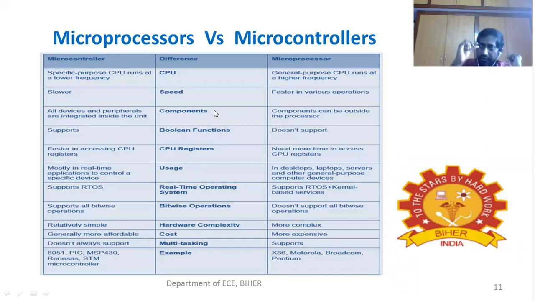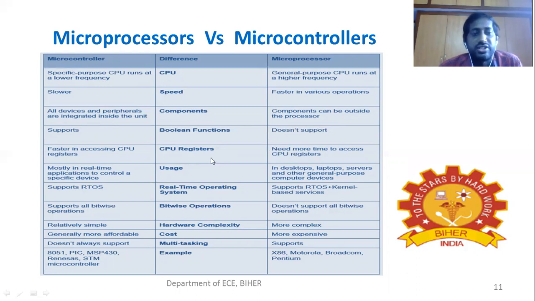Along with our CPU, other devices and peripherals, such as the ADC, everything is integrated inside the chip. In a microprocessor, components can be outside the processor. Other than the CPU, the central processing unit, the peripherals and memory are placed outside the processor. So this is the major fundamental difference between a microprocessor and a microcontroller. And the Boolean functions: a microcontroller supports Boolean functions, a microprocessor doesn't.